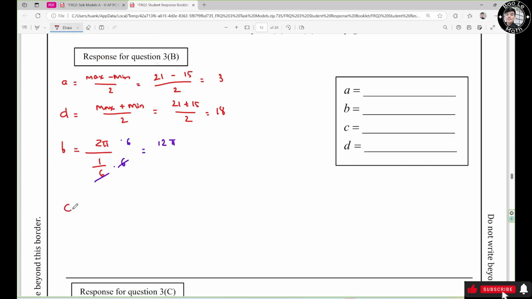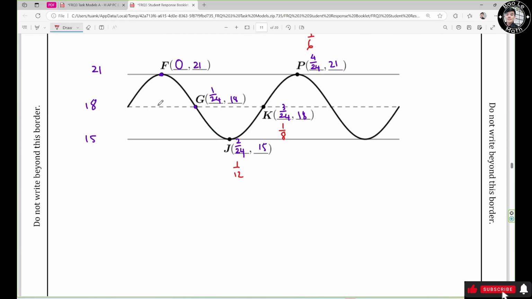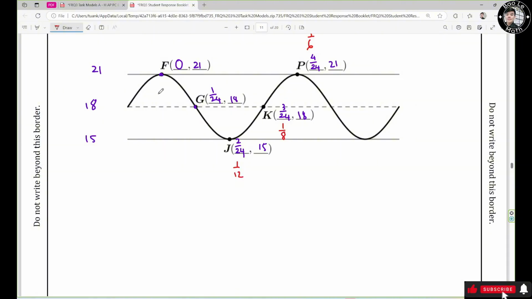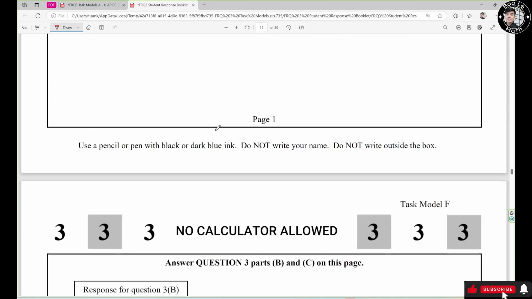C is the phase shift, so there are multiple values of C, right? Now you know that the function is sine, right? So the sine function starts from the midline, right? You can pick the points right here, or right here, right? So if I start right here at point G, right? Which means I shift to the right 1 over 24, right? So C should be negative 1 over 24, right?